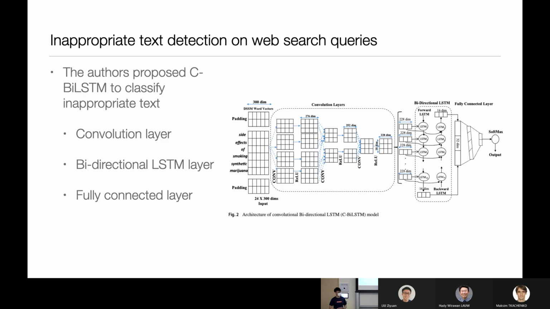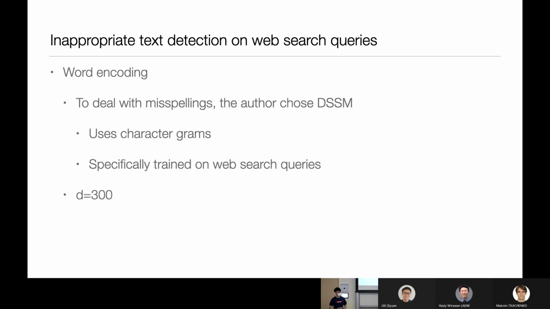So to detect the inappropriate text, we use this proposed algorithm by the authors called C-BiLSTM. And this allows us to classify the inappropriate text. This consists of three layers: a convolutional layer, a bidirectional LSTM layer, and also a fully connected layer to predict the results. So I'll go in depth over what each layer does.